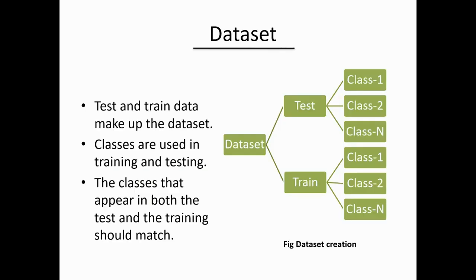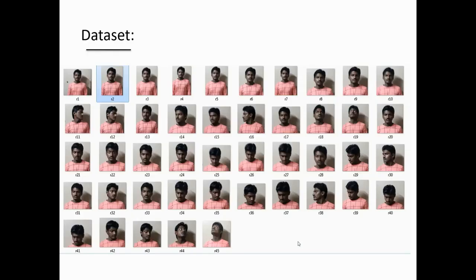So how do we prepare our own data set? This diagram will explain it clearly. When we prepare a data set, it should consist of test and train. In test, there should be an equal number of classes, and in train also, an equal number of classes should be there. This is my data set.